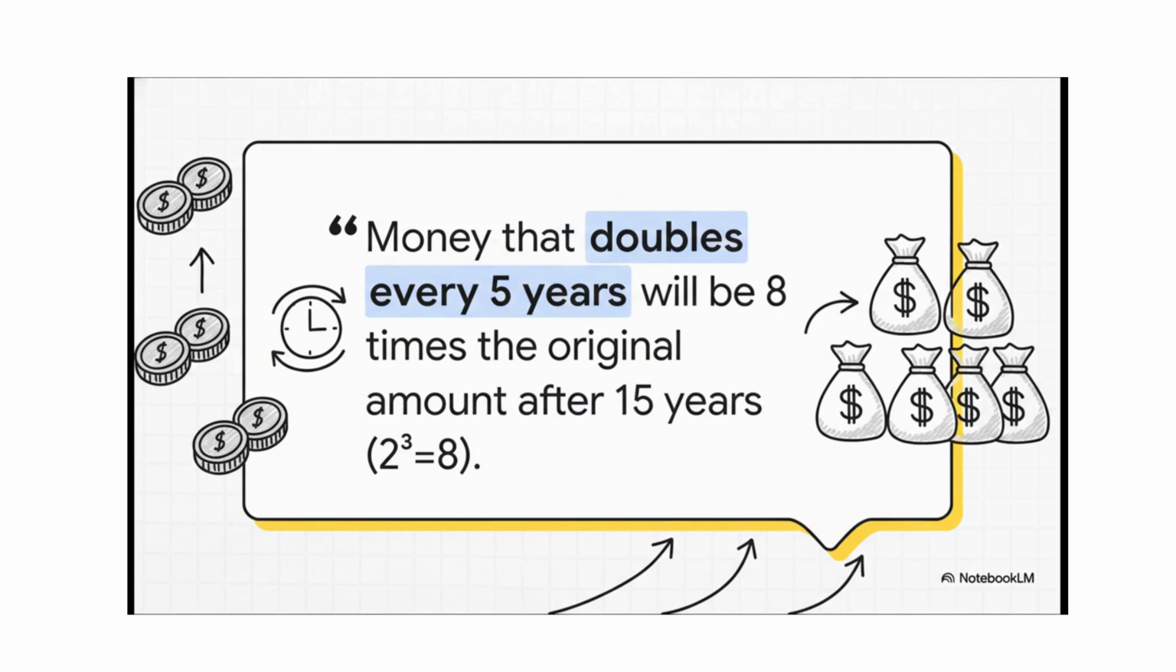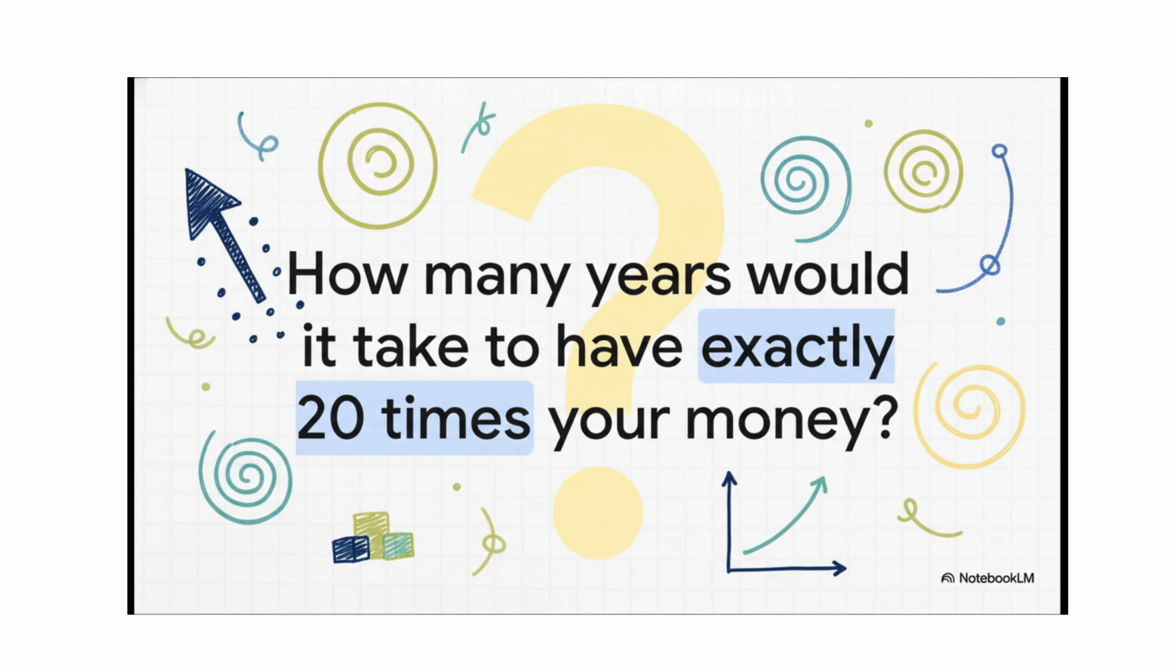The base is 2, because it's doubling. The exponent is 3, because 15 years is 3 of those 5-year periods. So 2 to the power of 3, that gives us 8. Easy enough, right? And here's where we hit a wall.